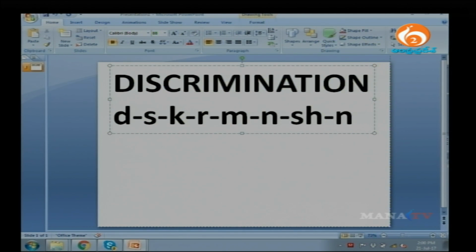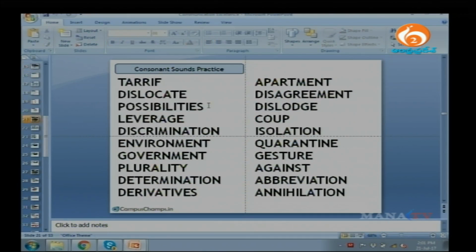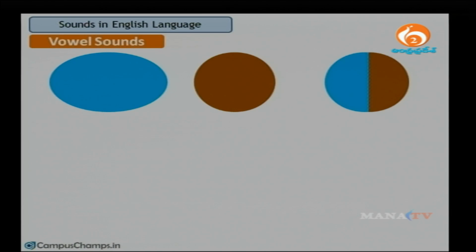Now you will wonder: I say dis instead of diss. So this i sound is basically the vowel sound, which is our topic today. There are three kinds of vowel sounds, and you will see three diagrams. The first one is an oval, the second one is a circle, the circle is brown, the oval is blue, and the third one is a combination of the two. So what do we mean by that?